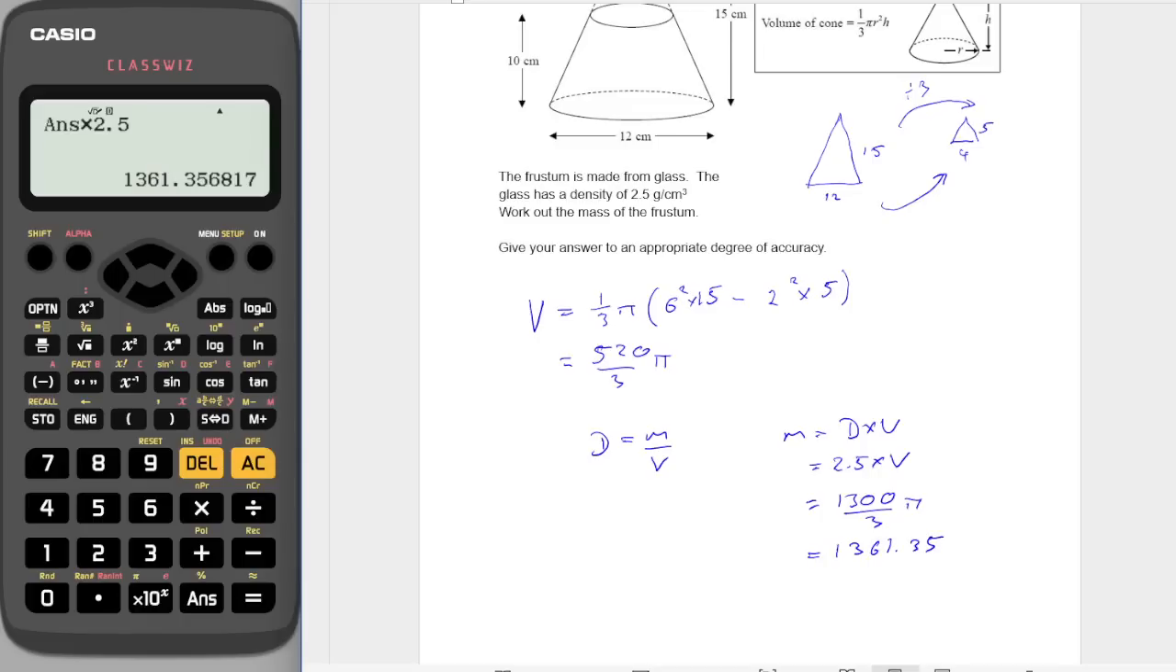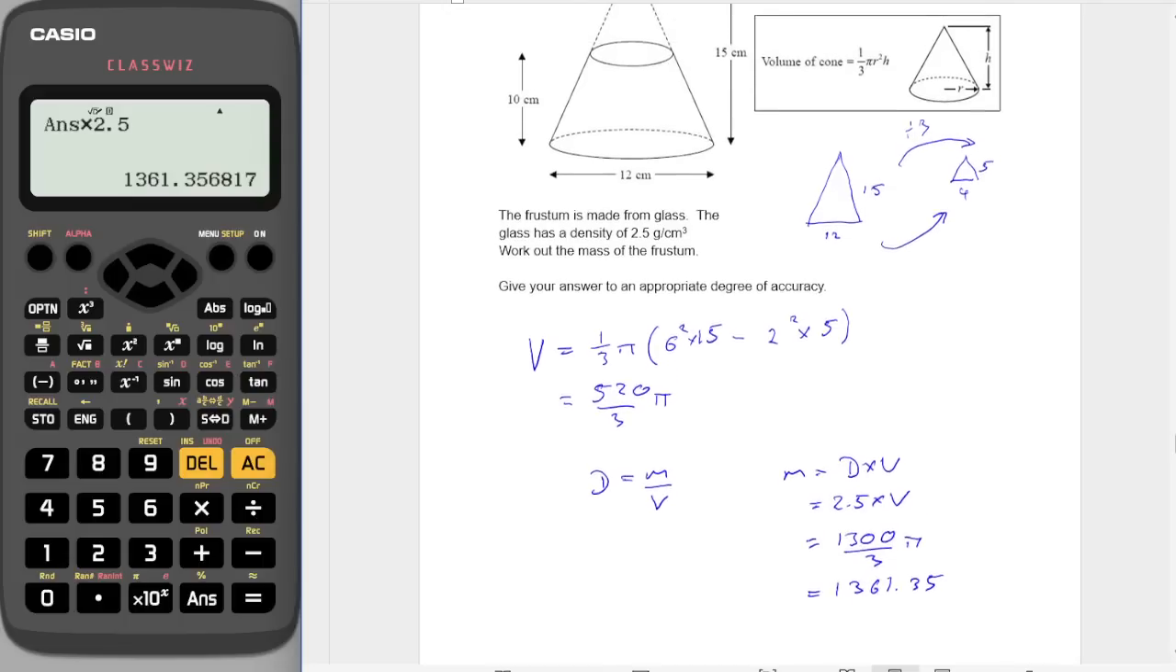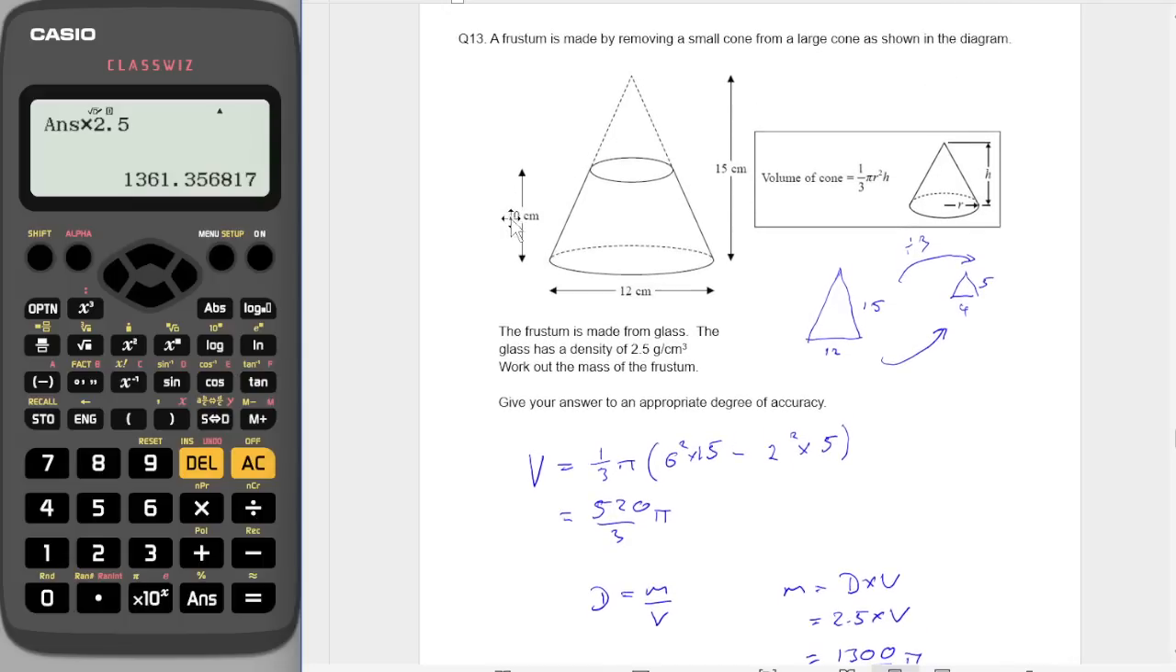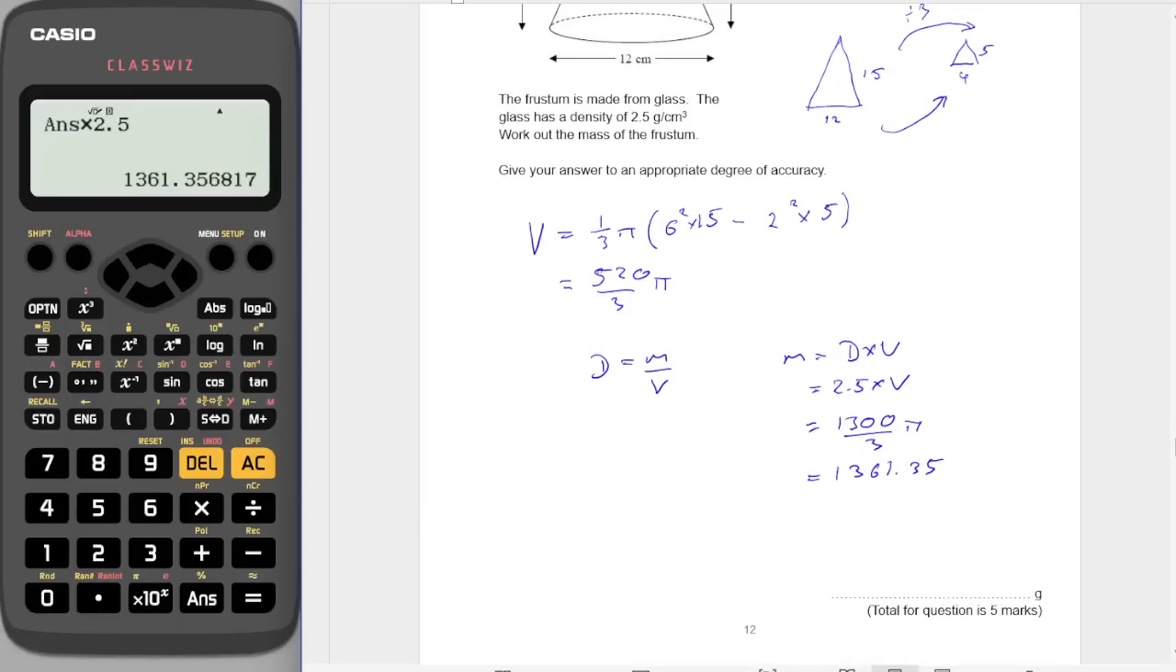So to a suitable degree of accuracy, if we think about it, we've got arguably one significant figure, two significant figures, two significant figures, two significant figures. So one more. So realistically, 3 significant figures. So 1,360 grams.